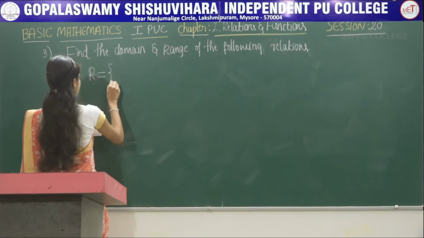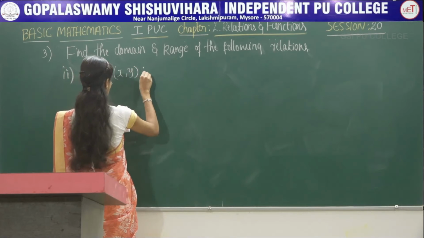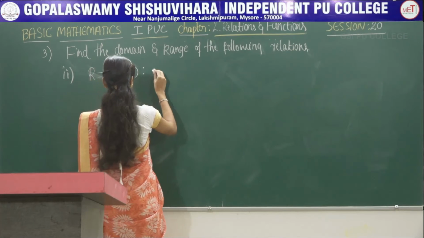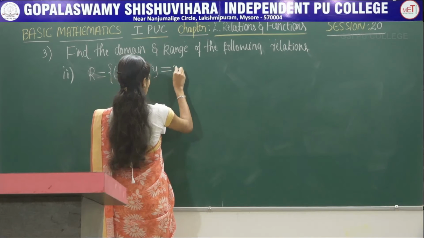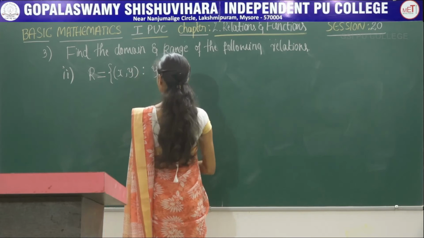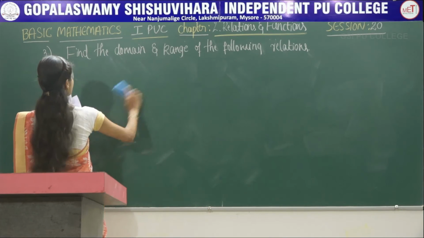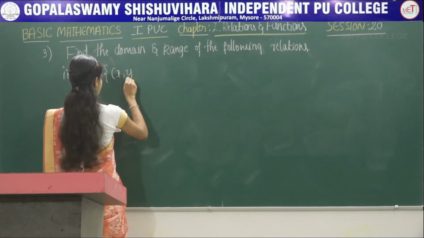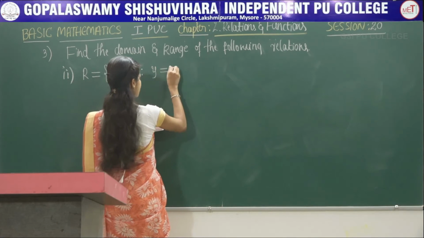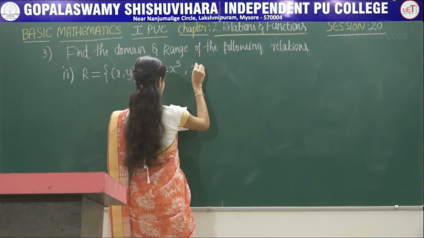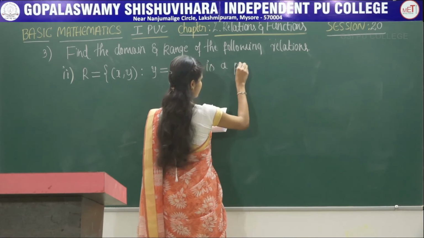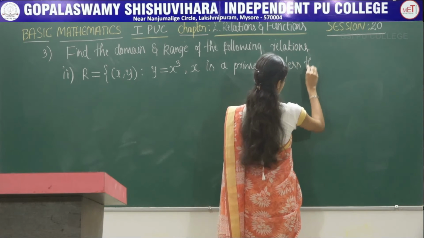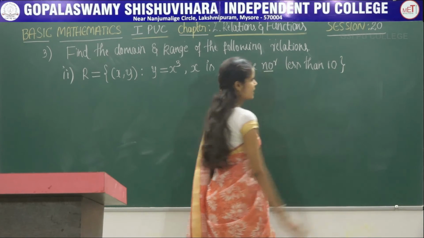Second sub question. R is equal to the set of all ordered pairs (x, y) such that y is equal to x cube, where x is a prime number less than 10.